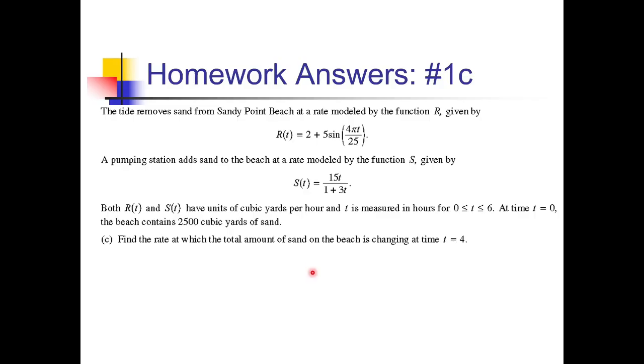For part C, they want us to find the rate at which the total amount of sand on the beach is changing at time 4. So the total rate of change is just going to be rate in minus rate out. So we can define y prime as s of t minus r of t. And then if we want to know what this is doing at time 4, we just need to do y prime of 4. So here's what this looks like on Desmos.